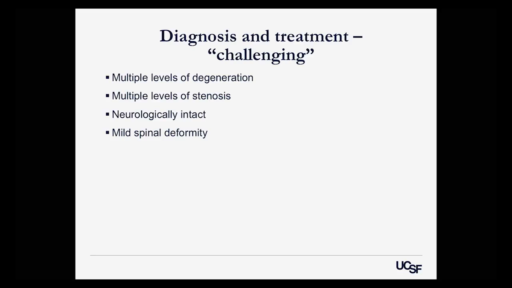Now, having said that, there is a gray area in between, and I think this is where the diagnostic challenges lie. A very, very challenging situation is a patient that has multiple levels of degeneration throughout their lower back. They have multiple levels of stenosis or tightness, pressure around their nerve roots. They're neurologically intact, so they don't have a neurologic deficit to help guide therapy. And they have a mild spinal deformity, mild enough that they don't need their entire spine corrected.